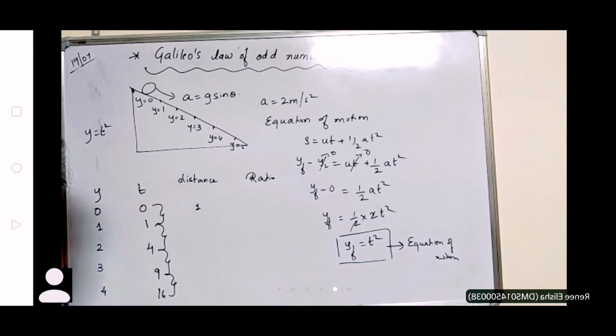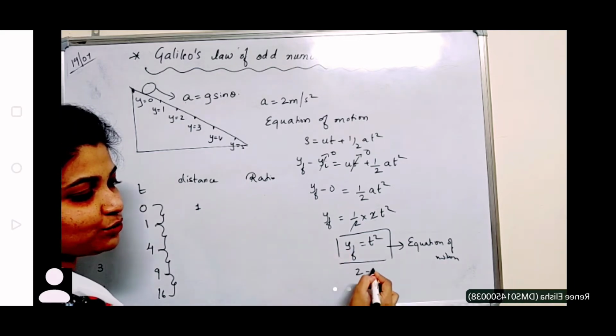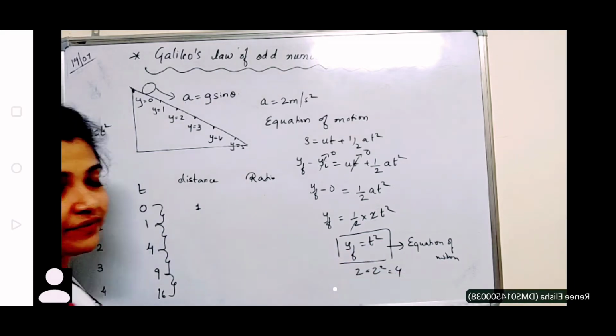Ma'am, but if position is like 2, then t will be root 2, right? Position is 2. No, t square. Y is equal to t square. This is the equation we assume, no? So if y is 2, then it will be 2 square. That is 4. Correct?